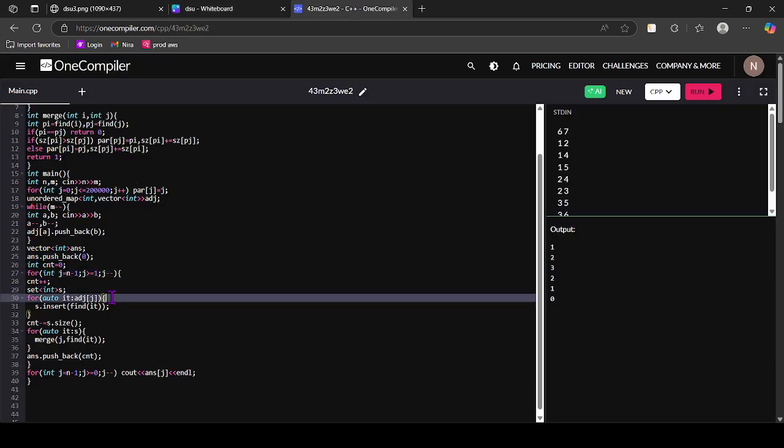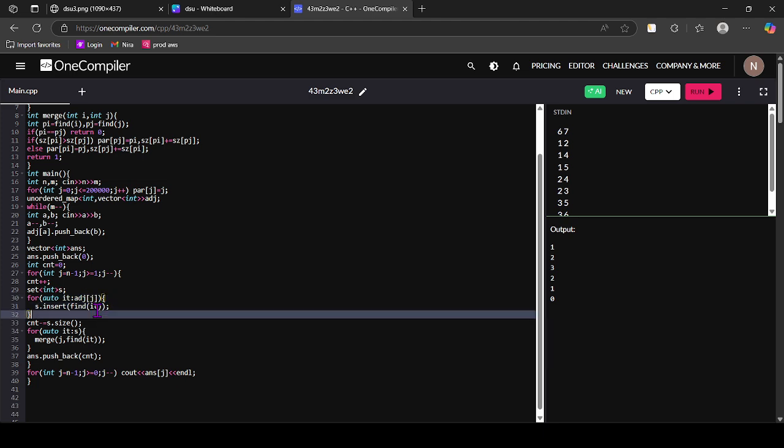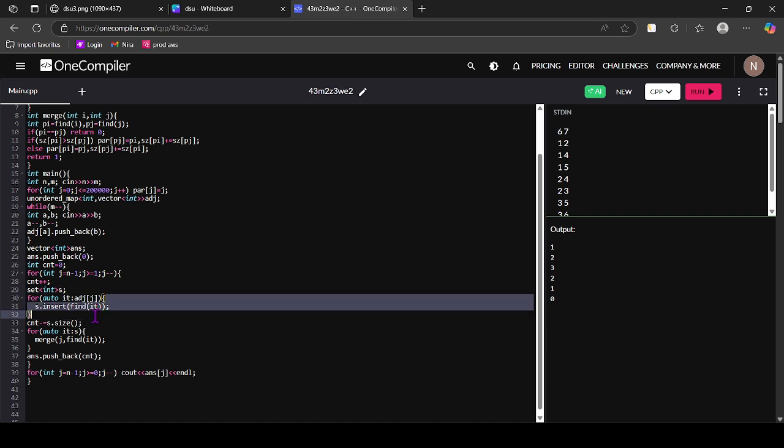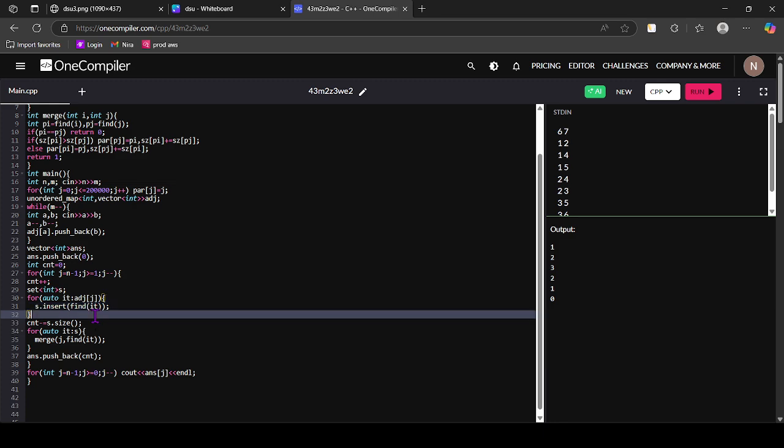And for the list, the adjacency list will contain only the ones which are greater than A. So we can directly traverse this without any difficulty. So we can traverse this and insert the parent component of each in a set. So finally we will get the number of connected components we have to reduce. So simply count minus equal to s dot size.